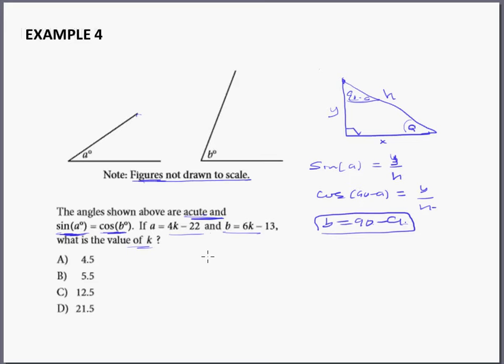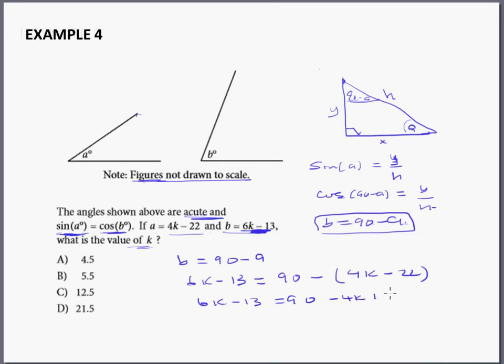So we know that B is equal to 90 minus A, which implies that 6K minus 13 is equal to 90 minus (4K minus 22), right? So we can simplify this. So 6K minus 13 will be equal to 90 minus 4K plus 22.